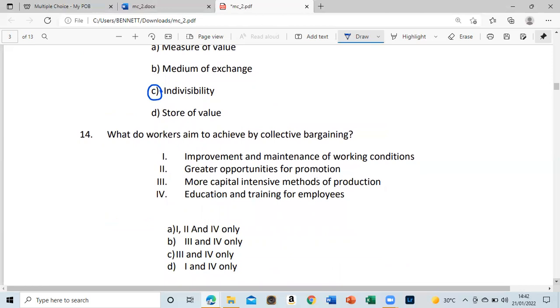Alright, let's go. Let's move on to 14. What do workers aim to achieve by collective bargaining? Improvement and maintenance of working conditions, greater opportunities for promotion, more capital intensive methods of production, or educating and training of employees? And number 14 is D, 1 and 4.